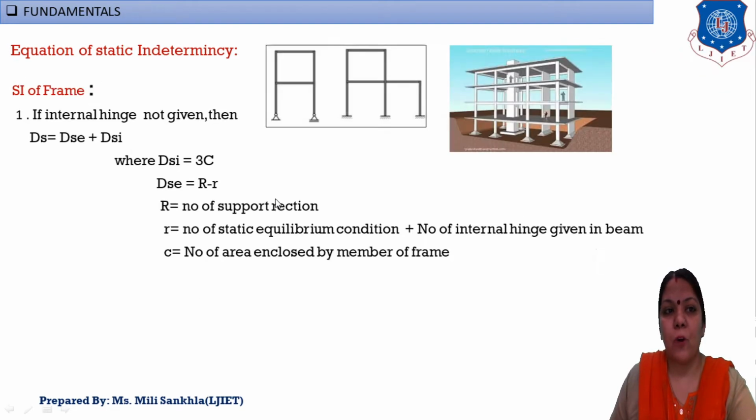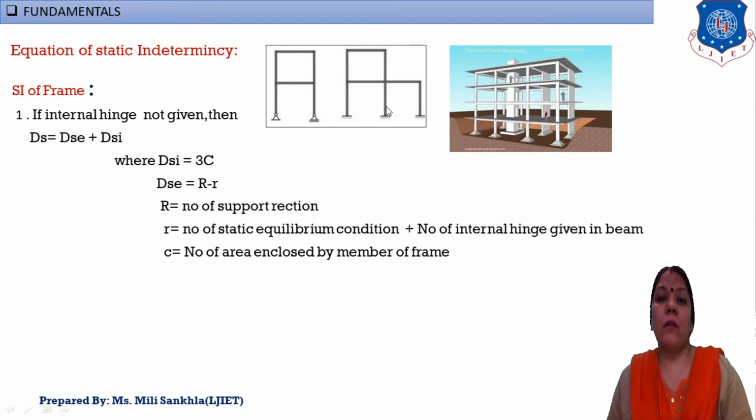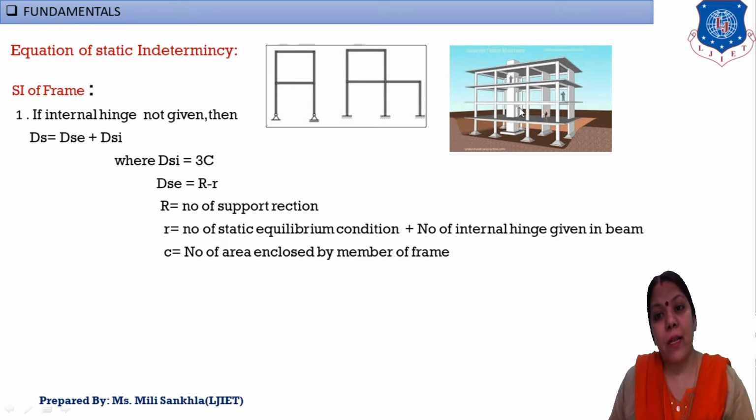Now second, the equation of static indeterminacy for frame. If in our data this type of figure is given where a rectangle shape occurs, this is our example of frame. Again for frame there are two conditions: if internal hinge is given and if internal hinge is not given. First we discuss internal hinge not given in frame. Here I take two figures, first is simple and second is also a frame.